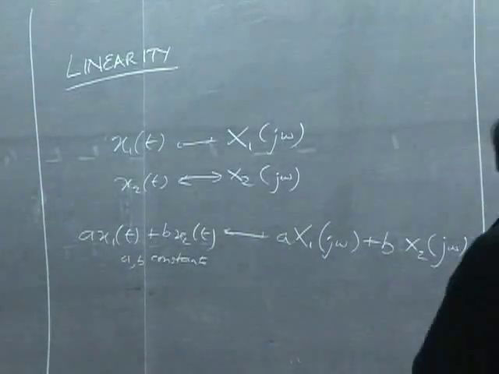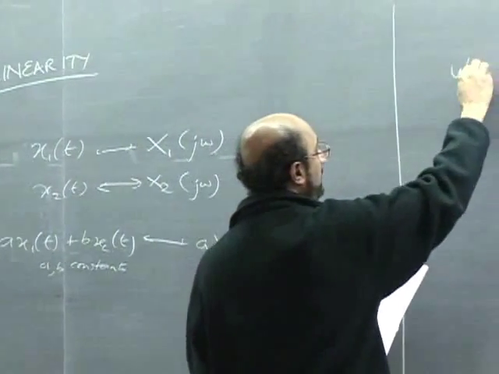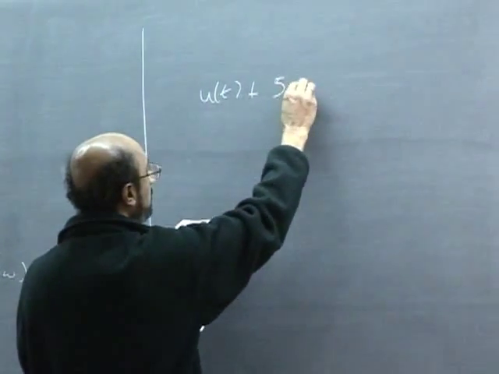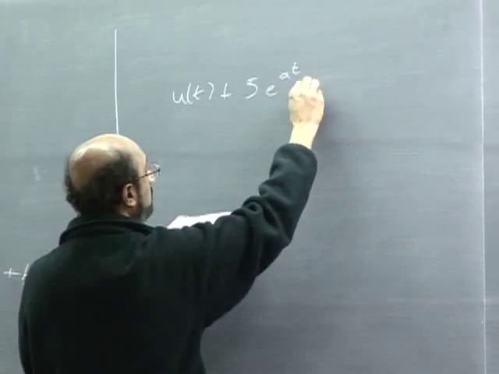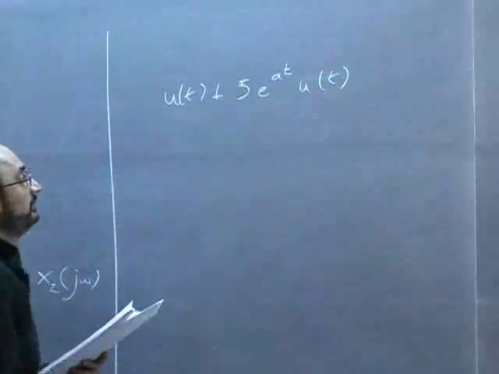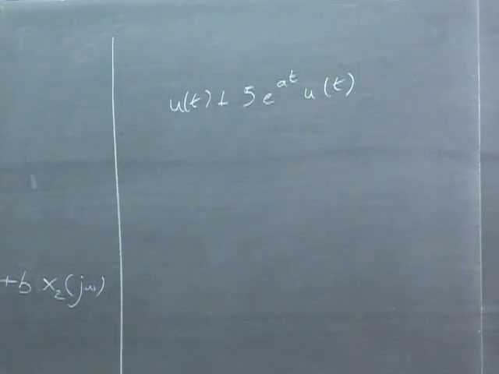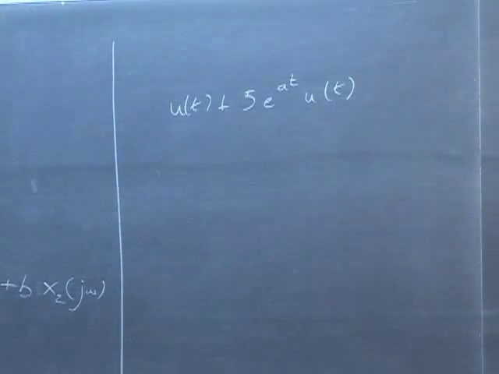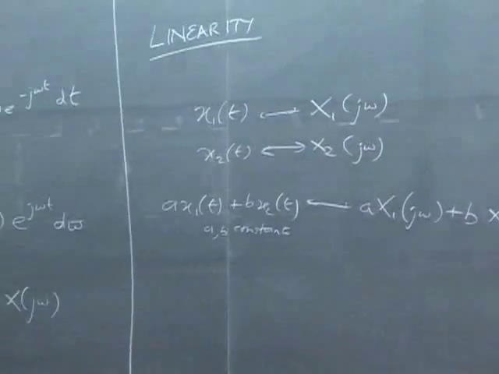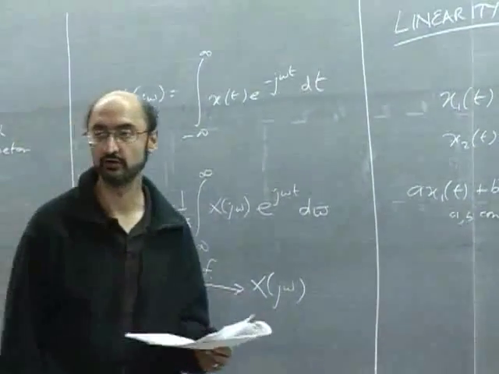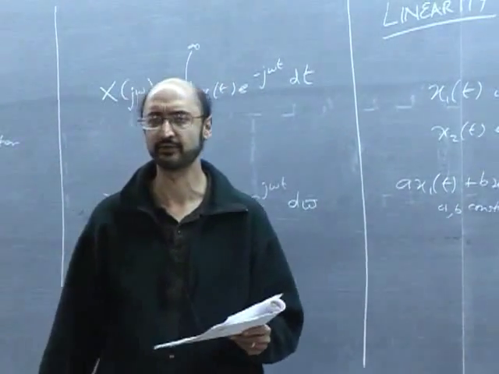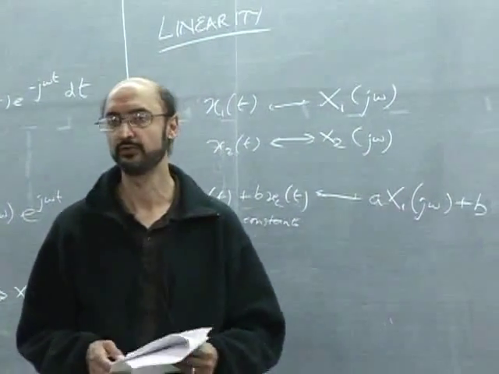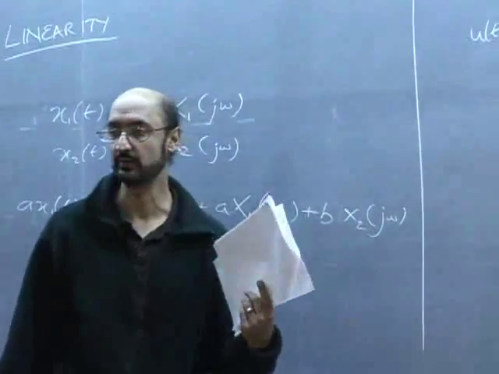Right. So we want to find the Fourier transform of u(t) plus 5 e^(at) u(t). The way we usually find Fourier transforms is to not go through the formal definition, which gets complicated, but to use a table, because people have already done the work for you. We just have to be careful using it, and we use the linearity property with the table.